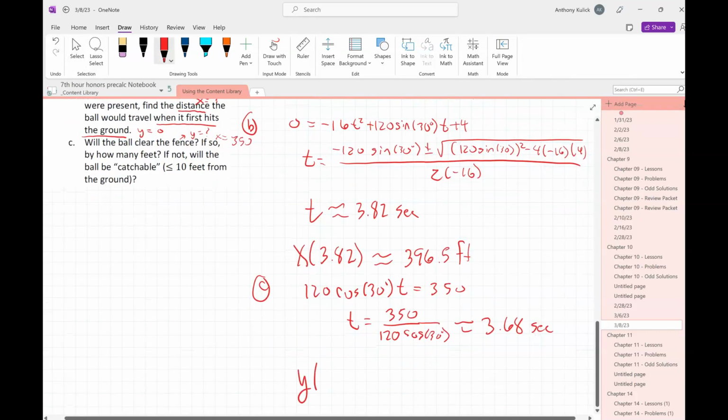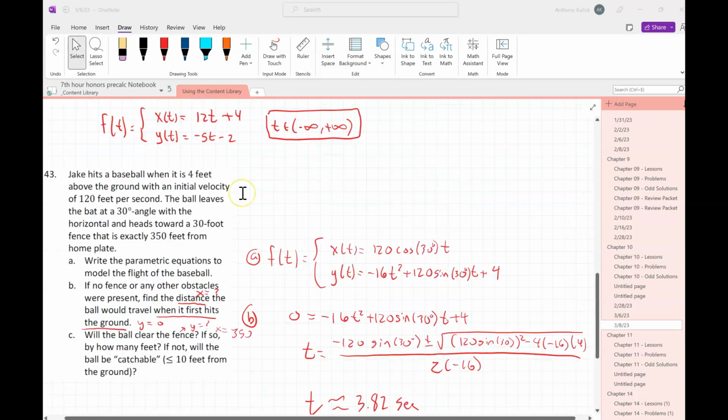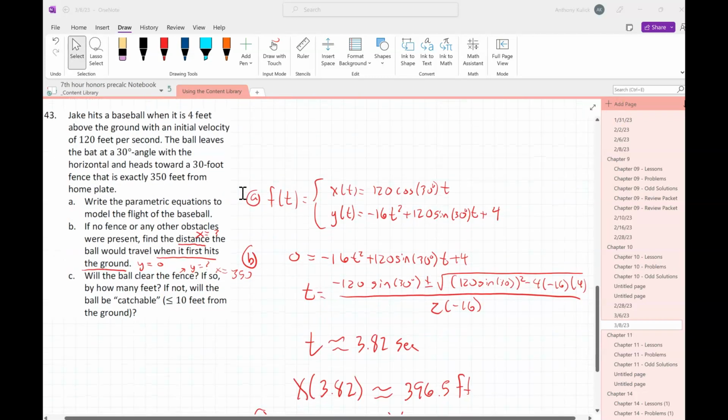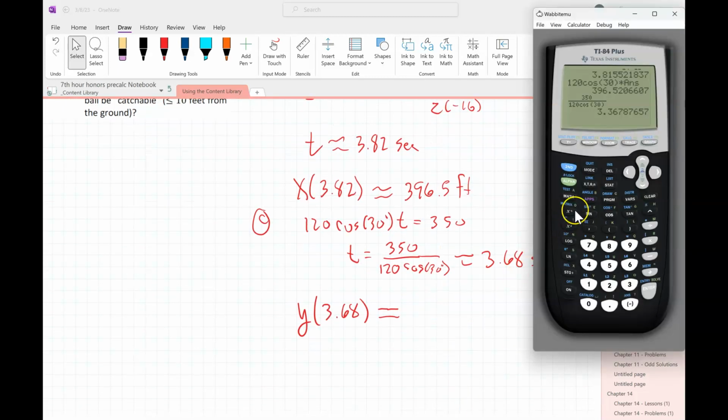So then I'll do y of 3.68 and see what we get there, and we'll compare that to the 30-foot fence. Good gravy, that's a tall fence. All right, so we have negative 16 times.